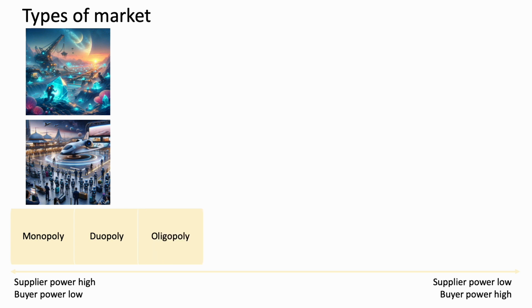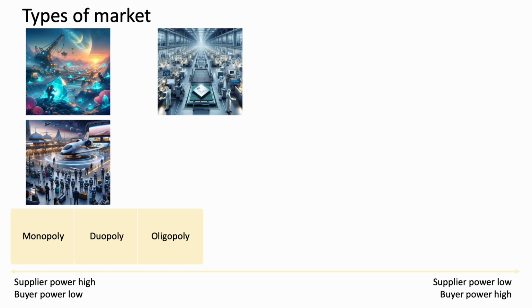Oligopoly. This market is controlled by a few large players. Imagine a world where only 3 major companies produce all the computer processors. These companies would have significant influence over the market, with the ability to impact pricing and innovation significantly.